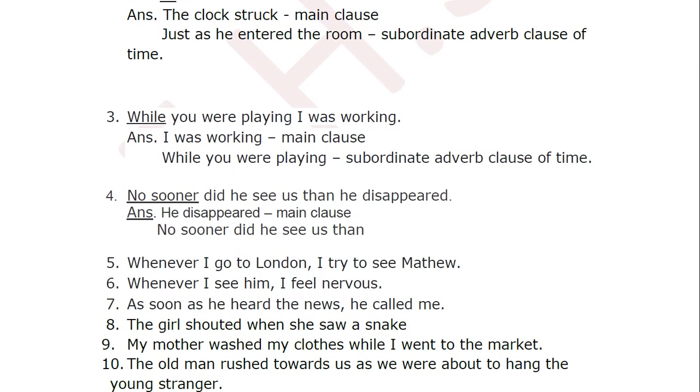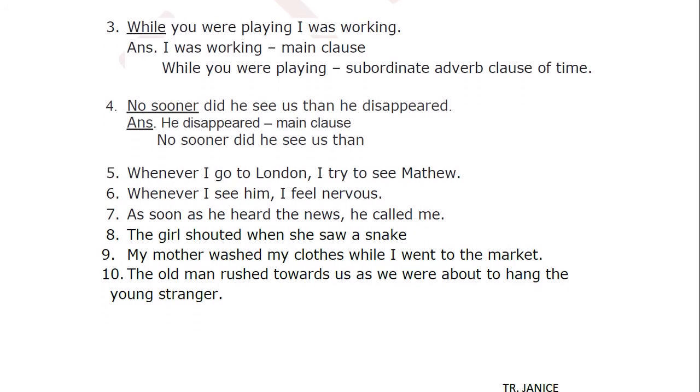While you were playing, I was working. So if you look at this, while is your subordinator. So the subordinate clause starts from here. Now where is the main clause? I was working. So write it: I was working, main clause; while you were playing, subordinate clause. Now look at the main clause and see the action here, working. Can you ask the question when? When were you working? Yes. Are you getting the answer over here? You should get the answer over here. When were you working? While you were playing. So it is a subordinate adverb clause of time.